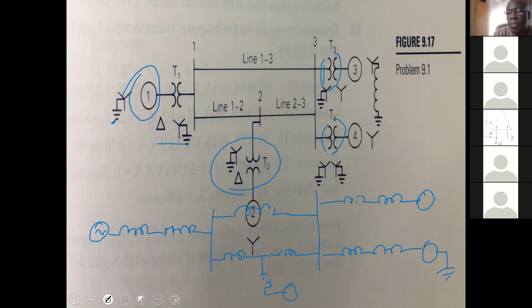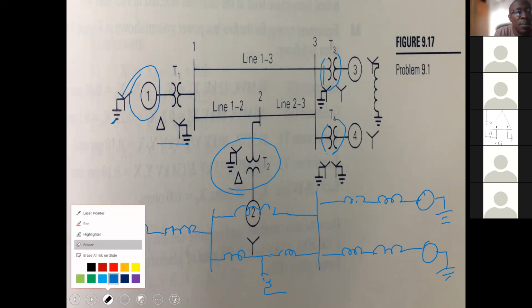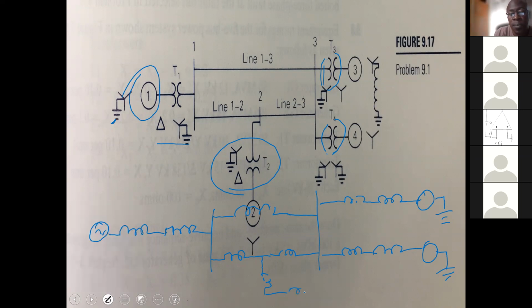Sir, shouldn't there be another reactance down at the bottom, where the generator 2 is? All right. And you have this going to Earth.